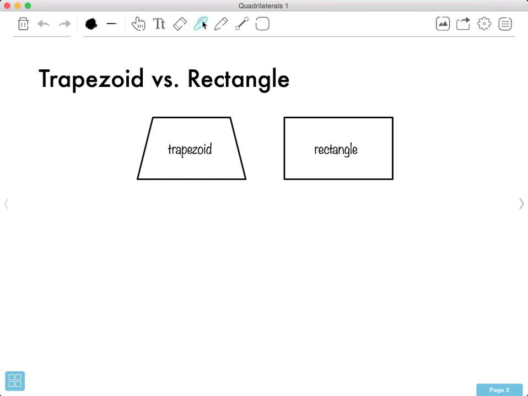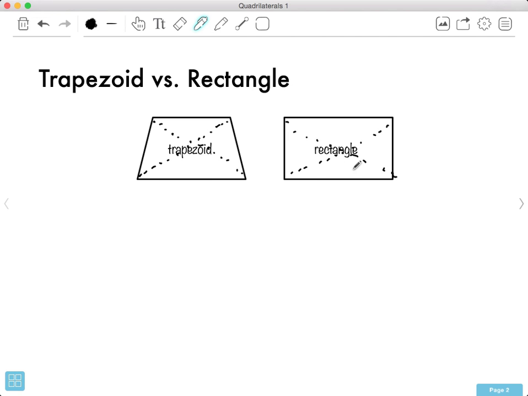The first one, trapezoid versus rectangle. The first similarity is that they're both four-sided shapes. Any quadrilateral is a four-sided shape, so it has that similarity. Another similarity between a trapezoid and a rectangle is they both have diagonals that are of equal length. A diagonal in a quadrilateral is an imaginary line that goes from one corner to the opposite corner. In both a trapezoid and a rectangle, they would have equal length diagonals.